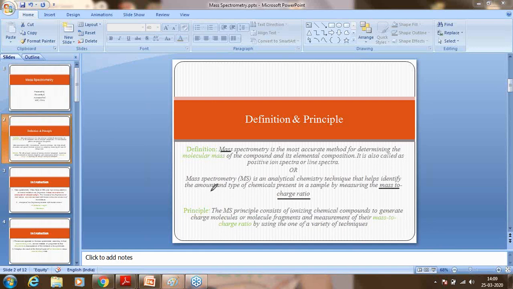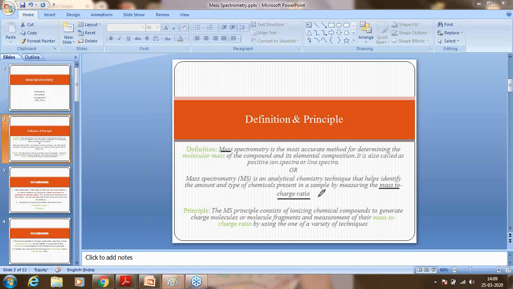See, let me clear your concept. What happened in this technique? Unlike other spectroscopic techniques which we have already learned, in the previous techniques the analysis all depends upon the absorption of light and the emission of light. Here, this analytical technique does not depend upon any kind of absorption of light or any kind of emission of light. Here, the analysis all depends upon the mass to charge ratio.